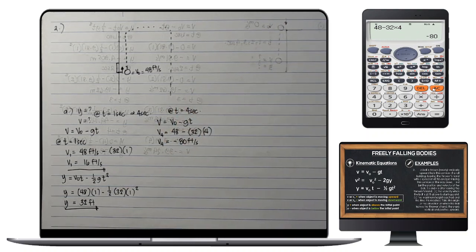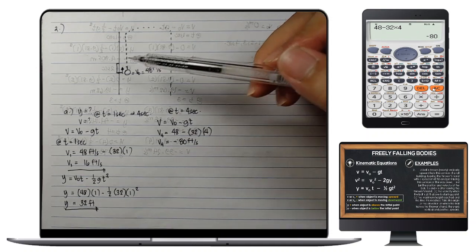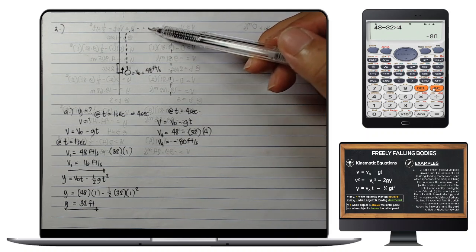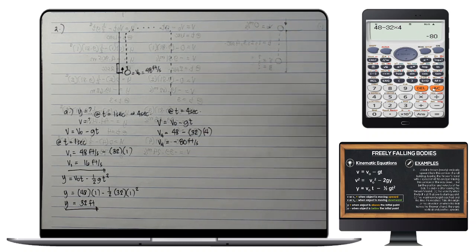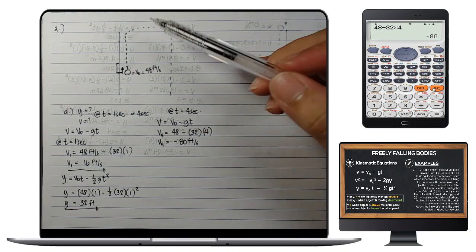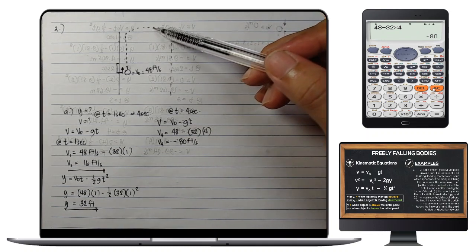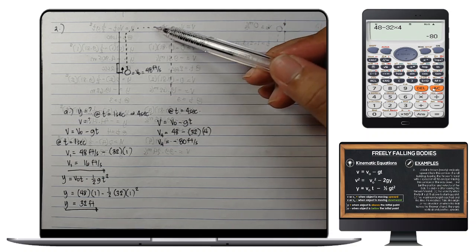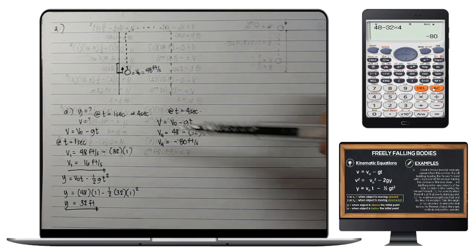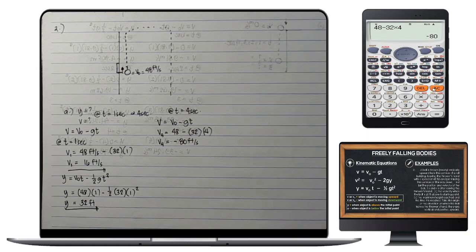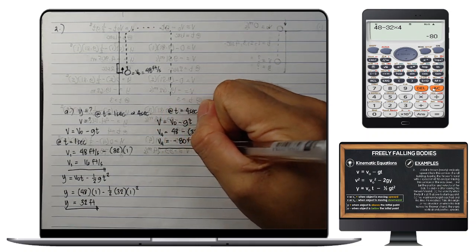This means the motion is now downward. Initially, we throw the ball upward. Then, after it reaches its maximum height, the highest point it can reach, it will go downward. So after 4 seconds, the ball has already reached its maximum height and is now moving downward. Okay, and the velocity after 4 seconds is negative 80 feet per second. Again, the negative sign denotes the direction of motion.